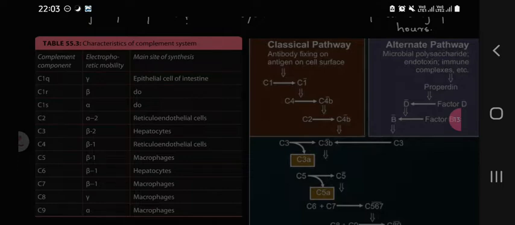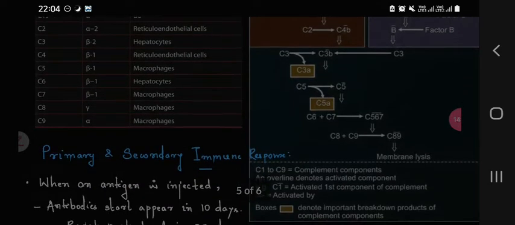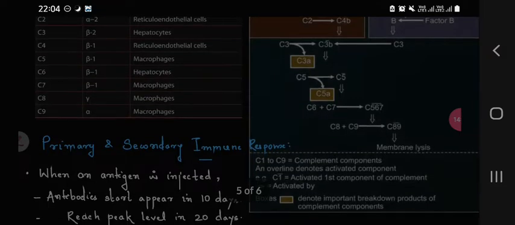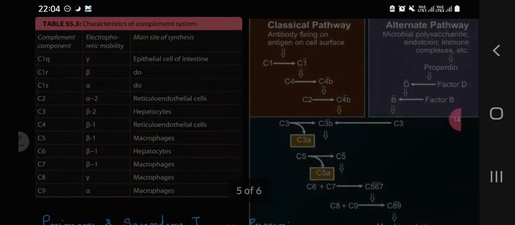Properdin, factor D, factor B. Characteristics of the complement system: complement component, electrophoretic mobility. Main site of synthesis is the epithelium of the intestine, and here you can see reticuloendothelial cells, hepatocytes, macrophages.